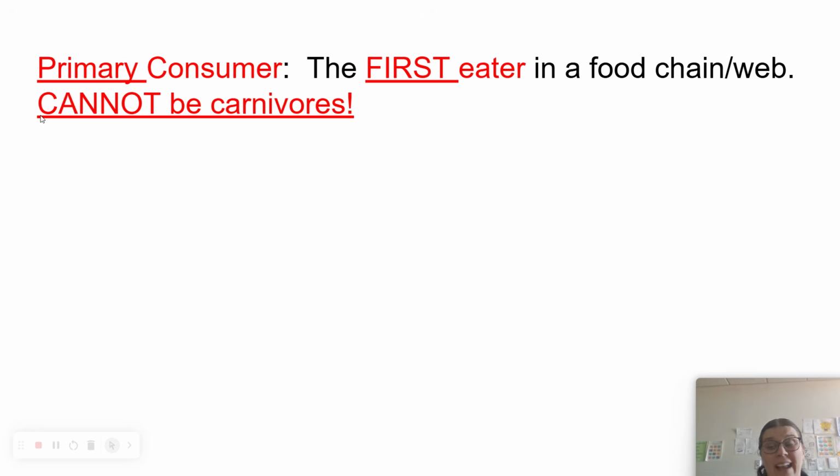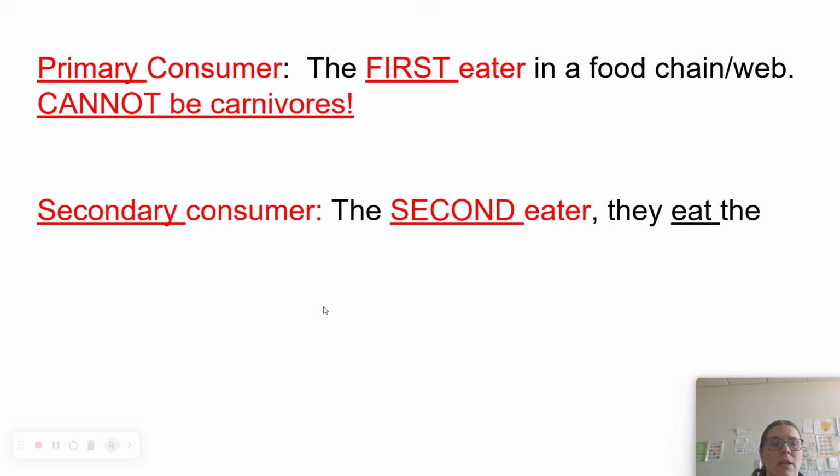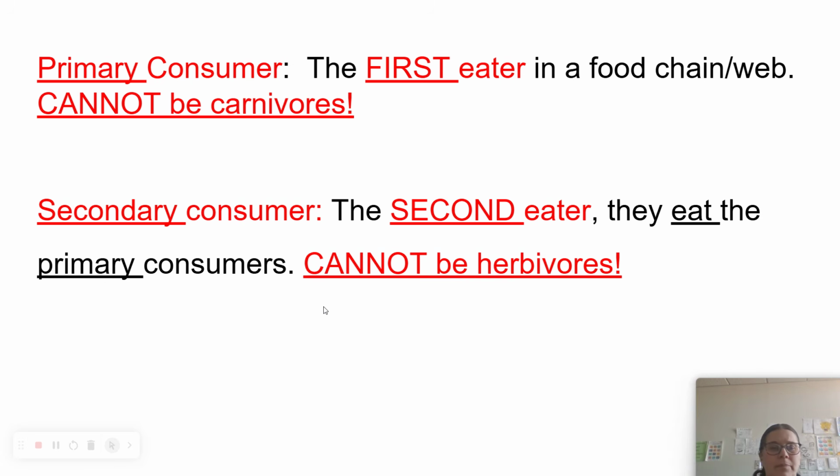And I would make that cannot big. Primary consumers cannot be carnivores because they eat producers. So they can be herbivores, they can be omnivores, they cannot be a carnivore because they have to eat the plants. After primary, if you need more time, you need to pause your video. Okay. We have secondary.